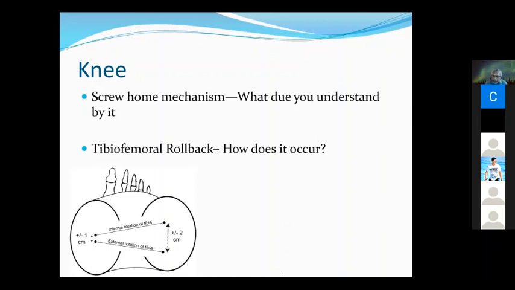Your medial meniscus is less mobile compared to the lateral meniscus. And because of the congruency, there is lesser movement on the medial side. On the lateral side, you have more of a convex tibial surface. It's more point contact. You've got a very mobile lateral meniscus, and the rollback is much more on the lateral side.